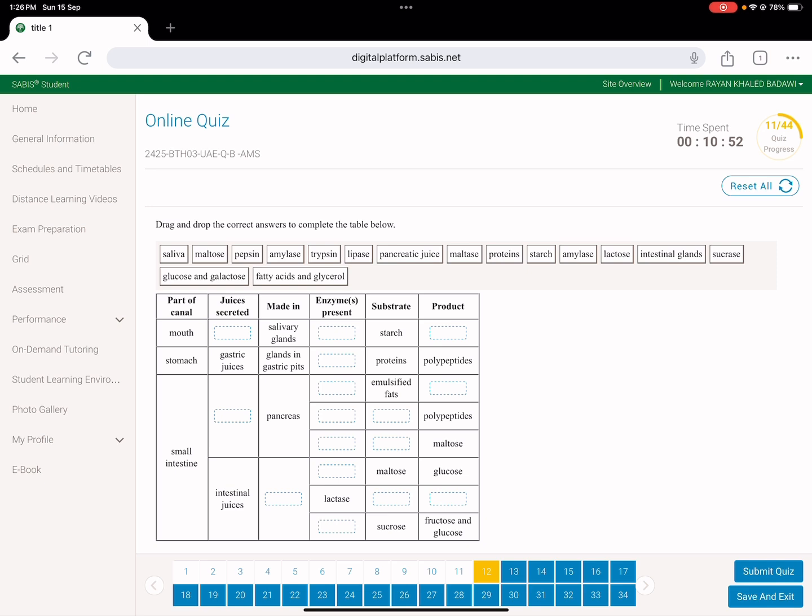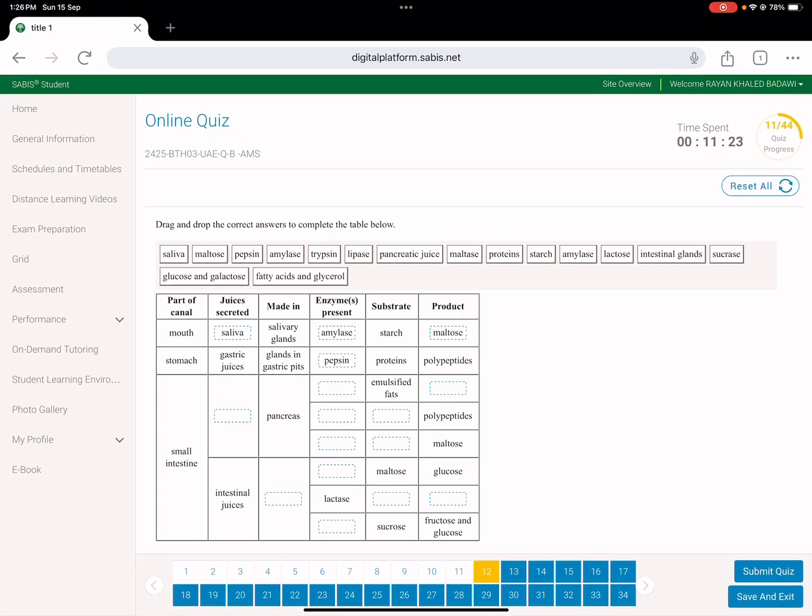Okay, this is a very important table that you guys have to know. So in the mouth, what juices are secreted? Of course, we have the saliva. Okay, so saliva is secreted, and what are the components of saliva? It has amylase, water, and mucus. So the enzyme that is present is amylase. It breaks down starch into maltose. Now in the stomach, we have the enzyme pepsin, which breaks down proteins into polypeptides.